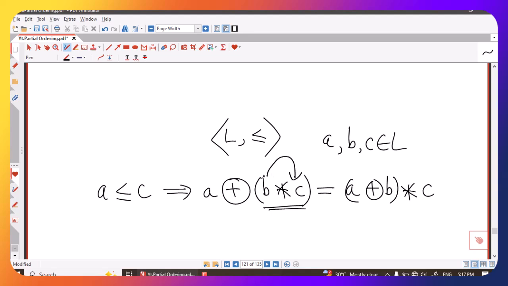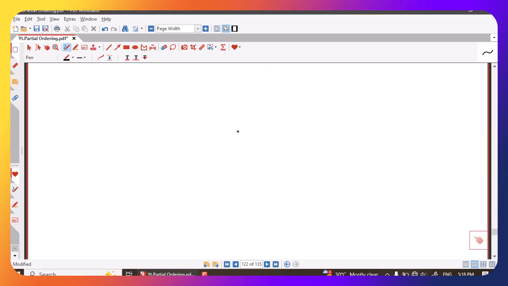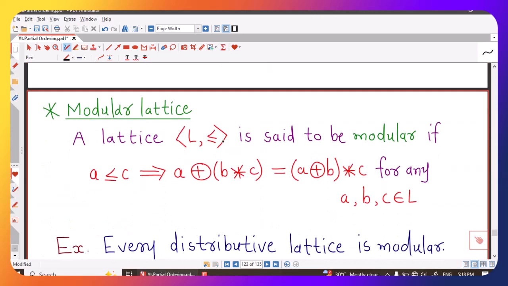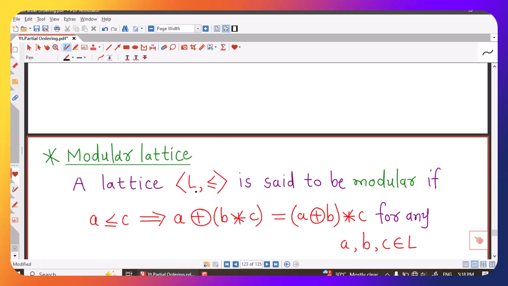Here we are considering B and C in the bracket. Now I am considering A and B in the bracket. So if A is related to C, then this is true for any A, B, C belonging to L. And if this happens, then we say that L is a modular lattice. So that I have written here: a lattice L with partial order denoted by less than or equal to is said to be modular if A related to C implies A plus B star C equals A plus B star C for any A, B, C belonging to L.